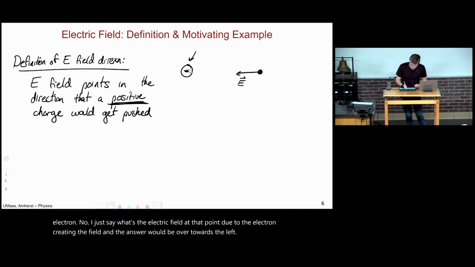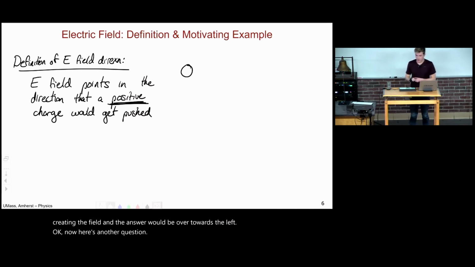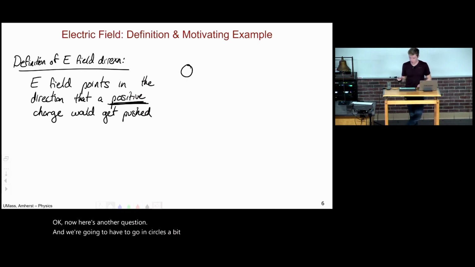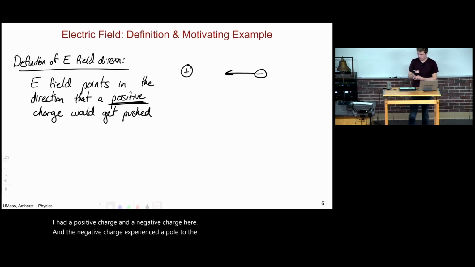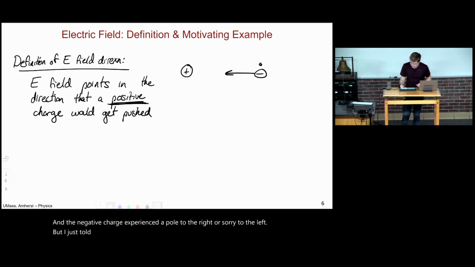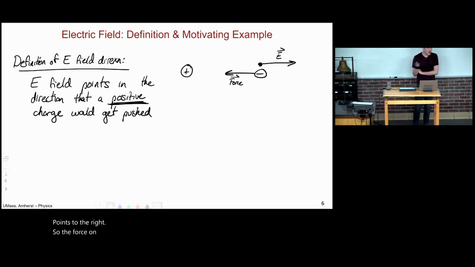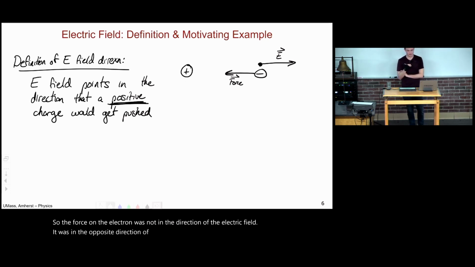Okay, now here's another question. And we're going to have to go in circles a bit before you see that it all works consistently with each other. In another example I did in last class, I had a positive charge and a negative charge here. And the negative charge experienced a pull to the right, or sorry, to the left. But I just told you that the electric field points to the right. So the force on the electron was not in the direction of the electric field. It was in the opposite direction of the electric field. And that is okay. That's going to be the way it works.